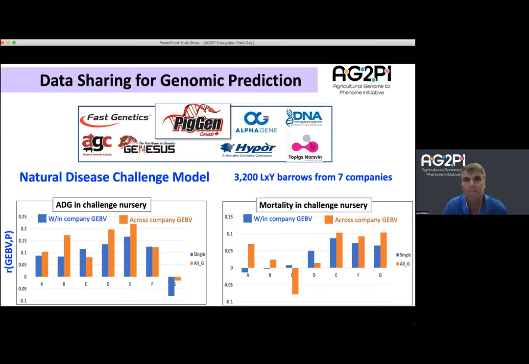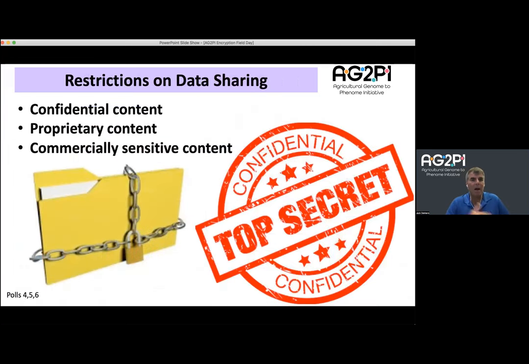All right, in particular with the data from industry, there can be issues, but also the same for data from academic sources. There are often restrictions on data sharing. There could be confidential content, privacy data, and of course human genetics deals a lot with the privacy of patient information. But it could also have proprietary or commercially sensitive content. I would consider the example that I gave for pigs and disease resilience to be mostly commercially sensitive content that the companies don't want to share.